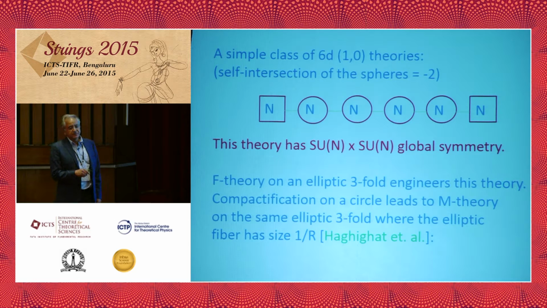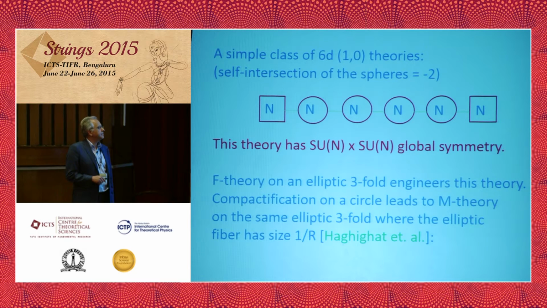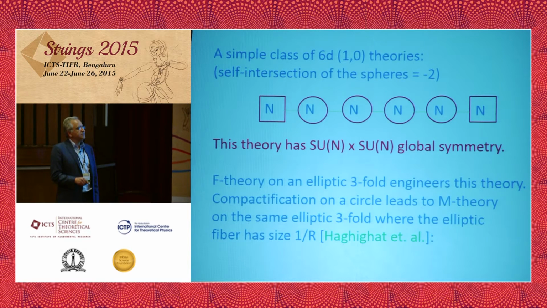The conformal fixed point of the (1,0) theory is reached when all the spheres shrink to a point. So this at the origin is strongly interacting. I'm describing here just the Coulomb branch, where you're deforming away from the conformal fixed point, and you get such a quiver description. And it has an SU(N) times SU(N) global symmetry coming from these two ends.